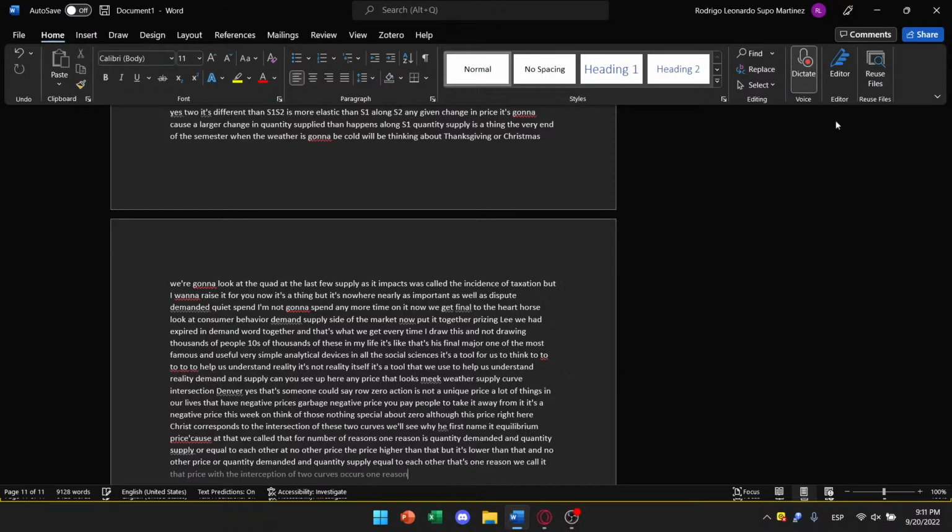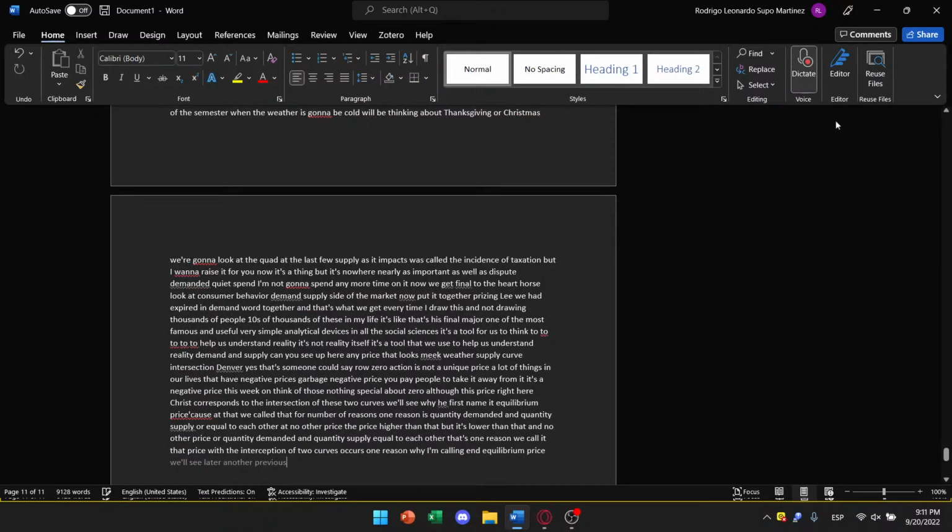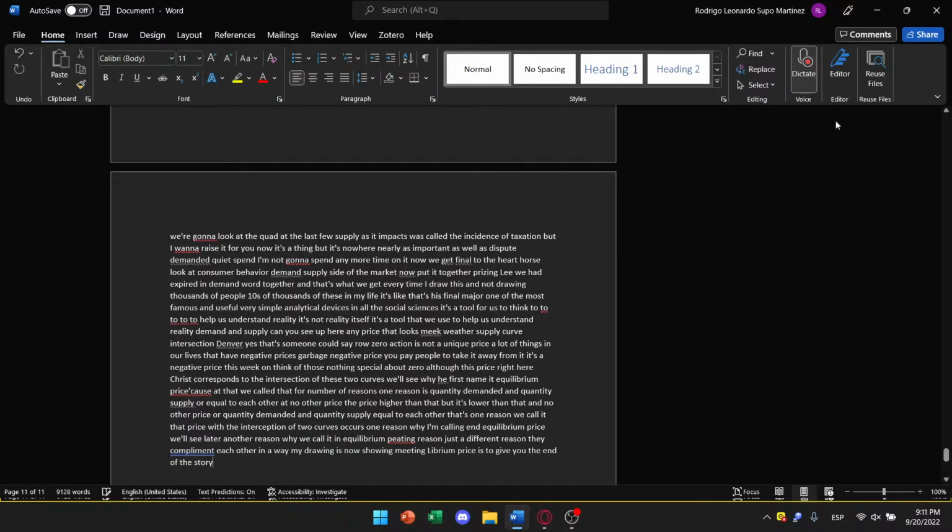We'll see later another reason why we call it an equilibrium price. Not a competing reason, just a different reason. They complement each other. In a way, my drawing this down, showing the equilibrium price, is to give you the end of the story. But it's something to keep in mind. It's the end of the story.